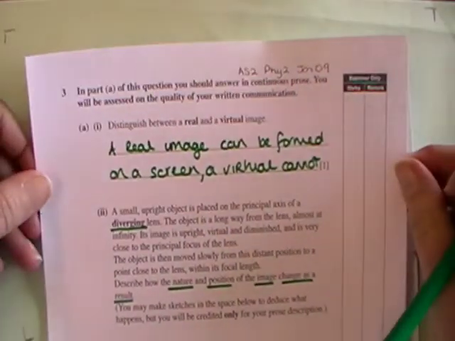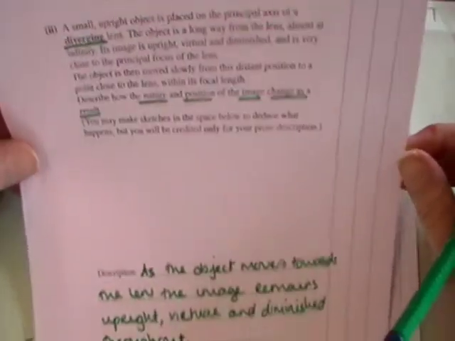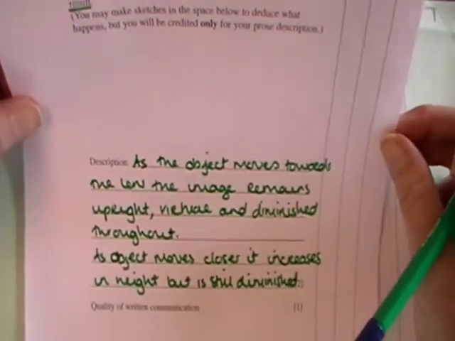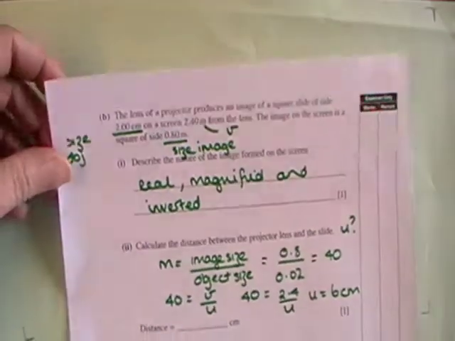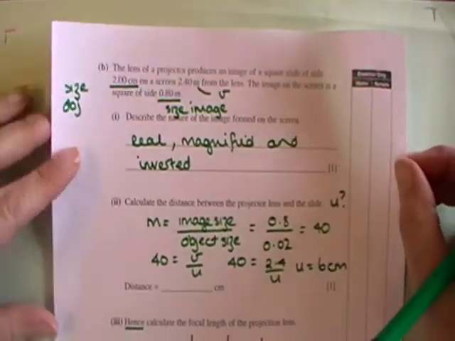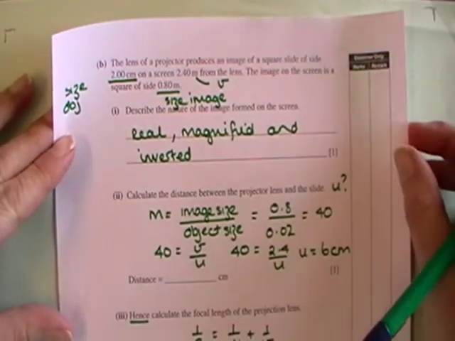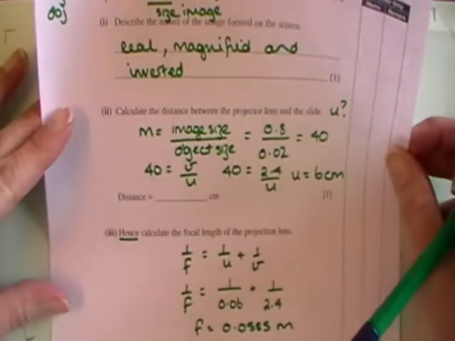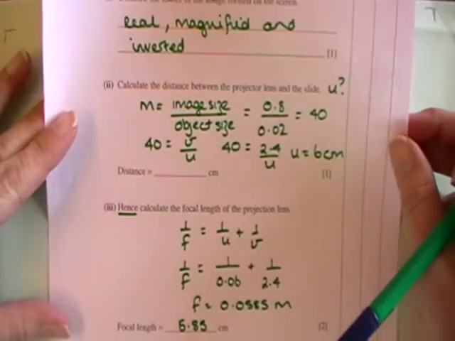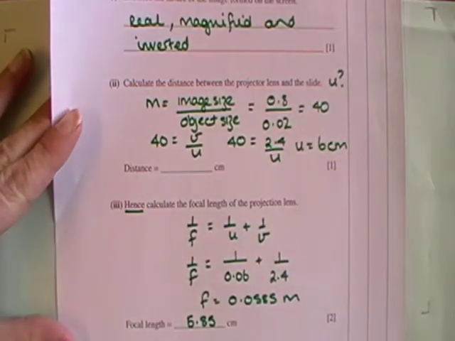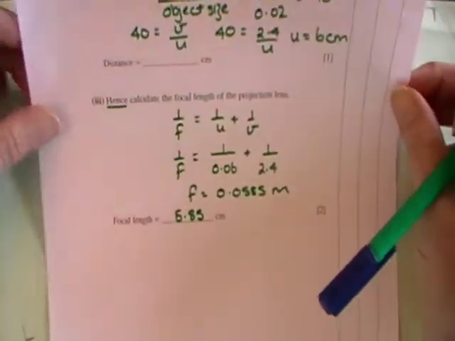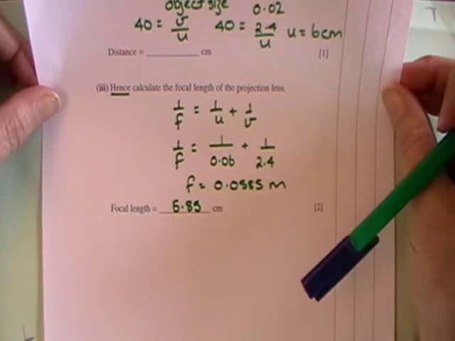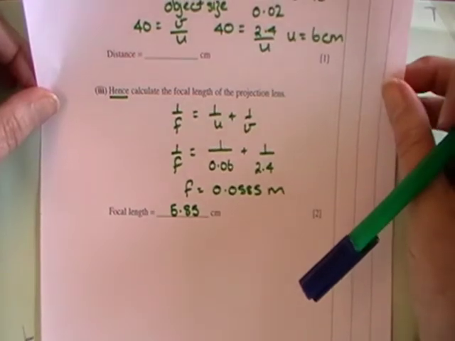Okay, so to summarise that question, we distinguish between a real and a virtual image. We then described what happens as we move the object closer to a diverging lens. Part B then moves on to a converging lens and asks you again to describe the nature of an image. And using magnification, the ratio of image size and object size, to find magnification, and then use that to find the object distance. And then we use the lens law to calculate the focal length of the lens.